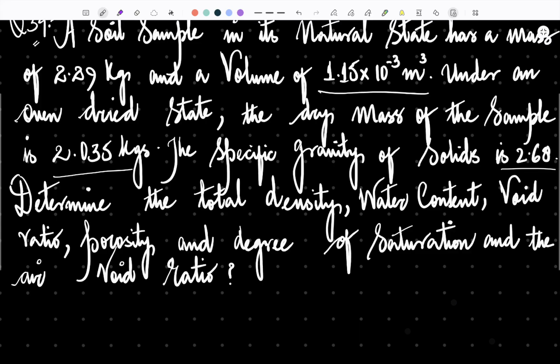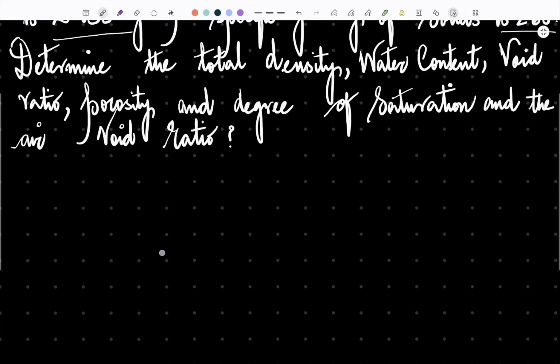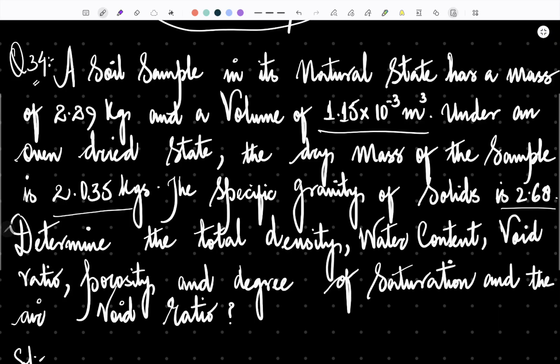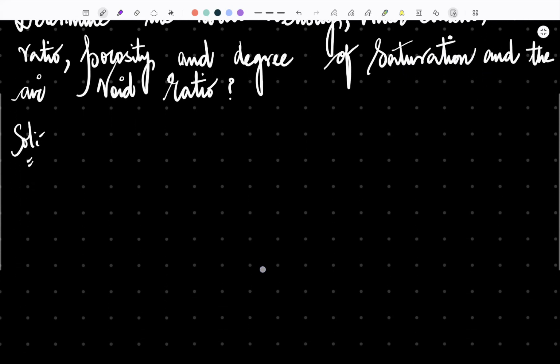Alright, so this is quite a lengthy question, but let's solve this. What data has been given? A soil sample in its natural state has a mass of this much and a volume of this much. So first I'll find the bulk density. Bulk density is mass per unit volume.